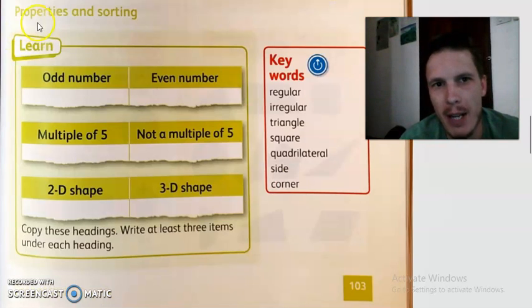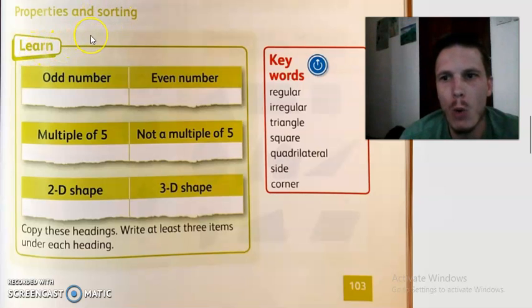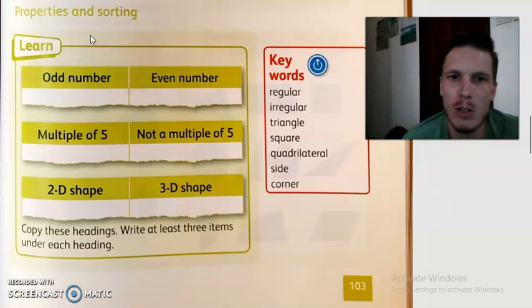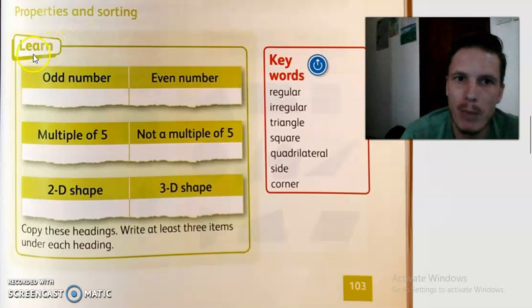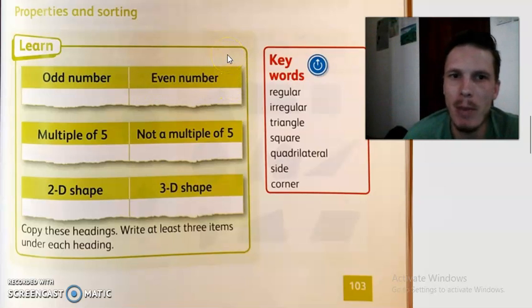Okay, moving down the page, we're going to look at properties and sorting. Okay, so all numbers and shapes have different properties. Different numbers and different shapes have different properties, and we can sort them into groups depending on the properties that we have. So what you're going to need to do on a piece of blank paper is to copy out these tables here. The first one is odd numbers and even numbers. So hopefully some of you can remember what odd numbers and even numbers are.